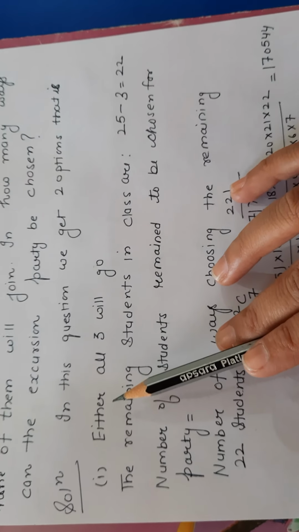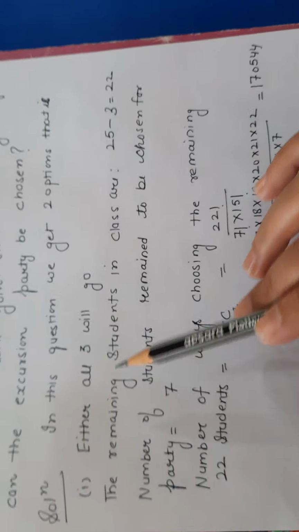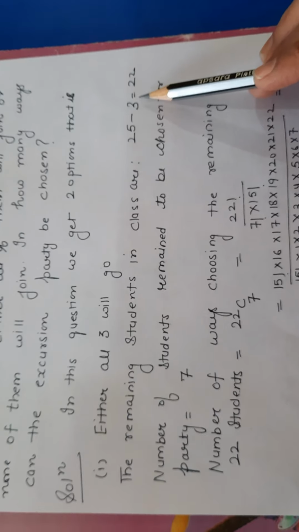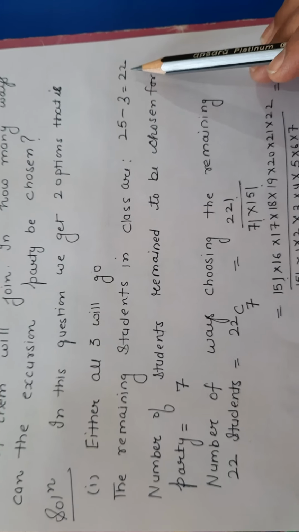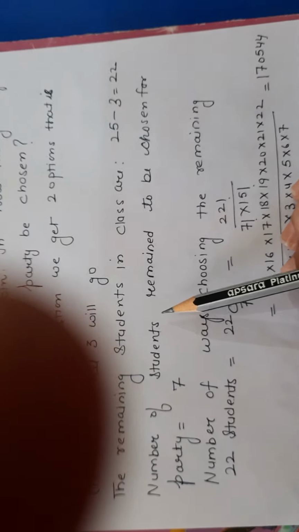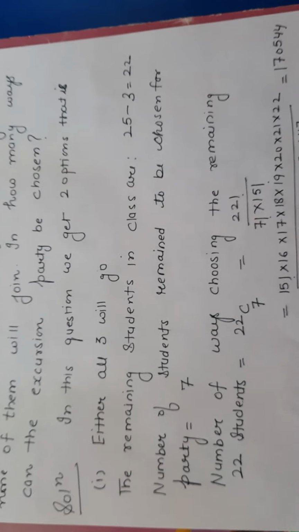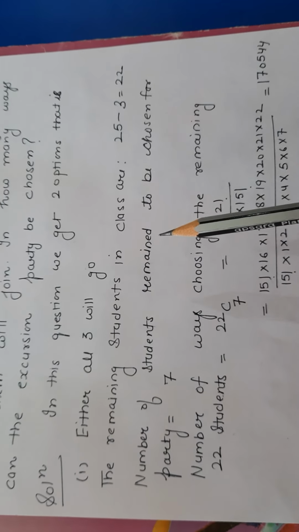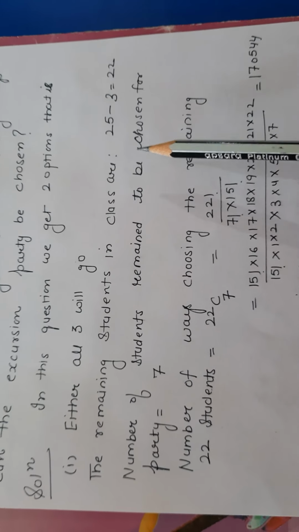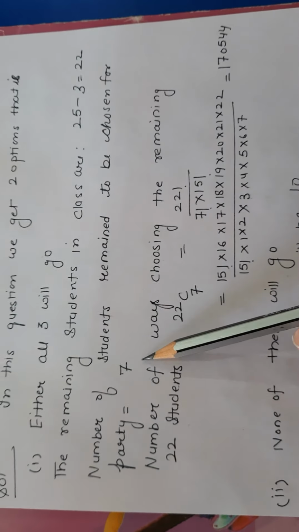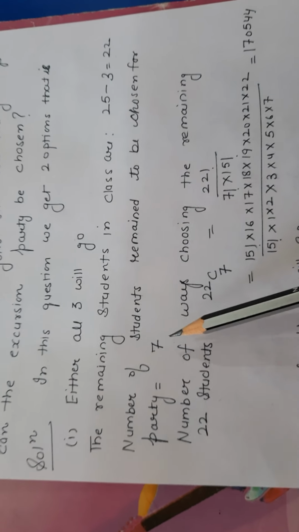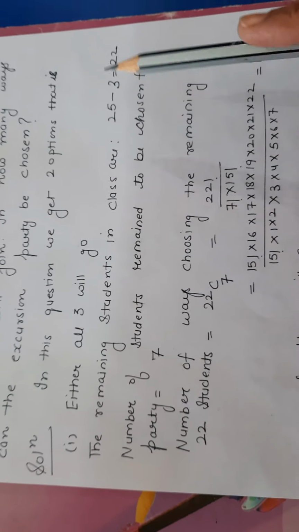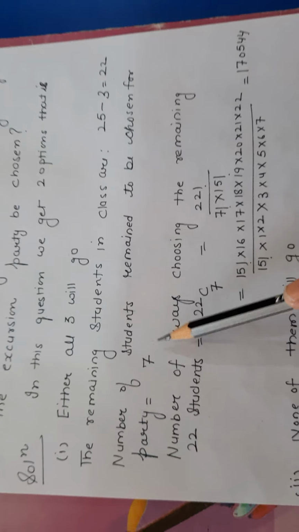Now the first part: if all 3 will go, the remaining students in the class, total are 25, 25 minus 3, so the remaining students will be 22. You have to select a total of 10 students. 3 are already here, so from 10 now you have to select only 7. So the number of students remaining to be chosen for the excursion party will be 7. That means from these 22 students, you have to select 7 only because these 3 will be there.